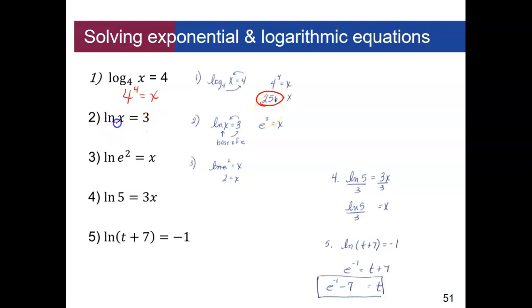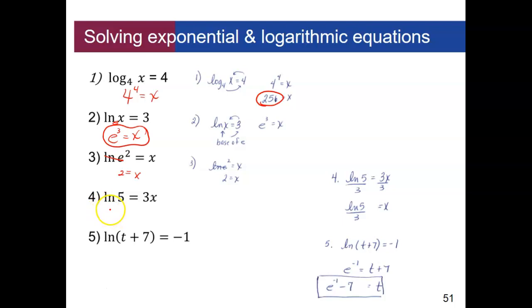Here, this has an understood base of e, so e to the 3rd equals x. This looks funny, like it doesn't look like it's an appropriate answer, but e to the 3rd is that 2.718... to the 3rd power. So that is just a number, so you are actually finished at that point with that. Here, the natural log and the e cancel, and you're just left with x is 2.